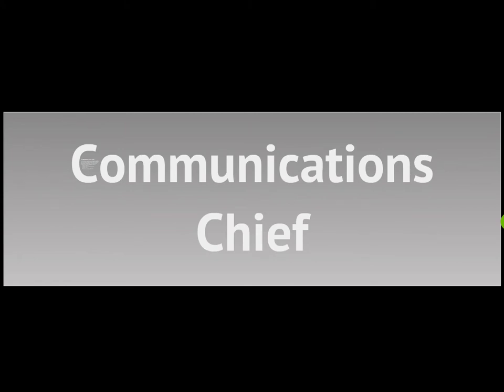The communications chief. This position is vital to successful pod operations. Some level of skill is required for this position. There are two aspects of communications. One is within the pod, and the other is with communications outside of the pod, to either the EOC or the DOC, or both. Let's take a look at the communication chief's role.